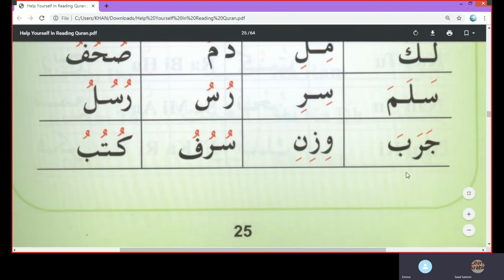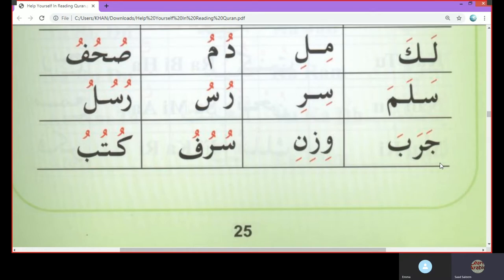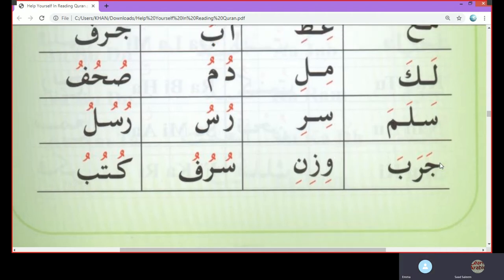Okay, now we read all these words again, but this time try to read with the flow. Don't say ja ra ba, say jaraba. Don't say vi zi ni, say vizini. Okay. Say sufukutubu. Okay, try to read like this.